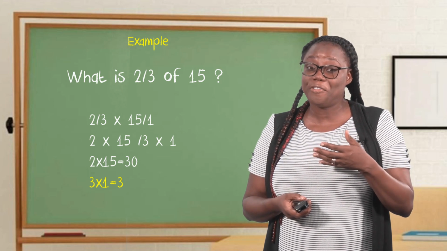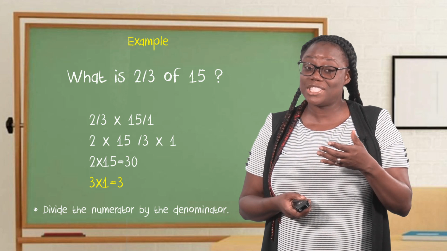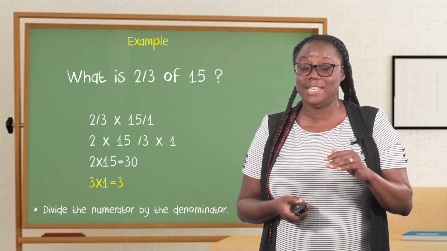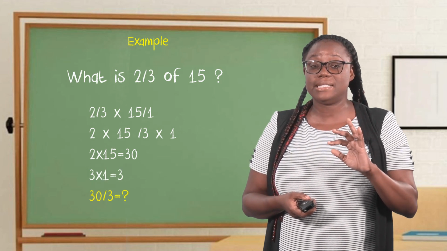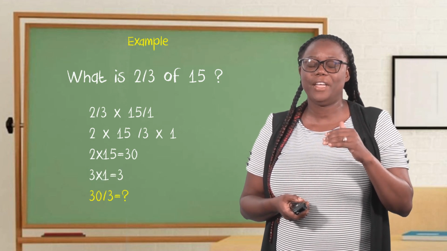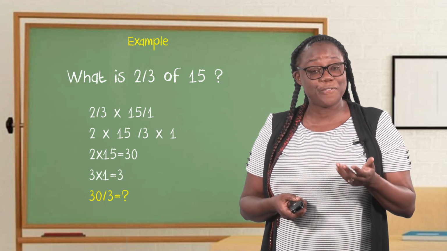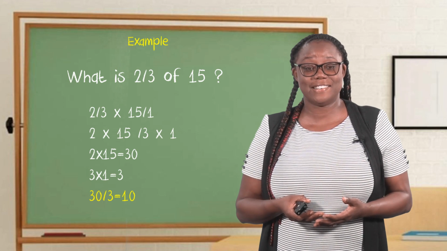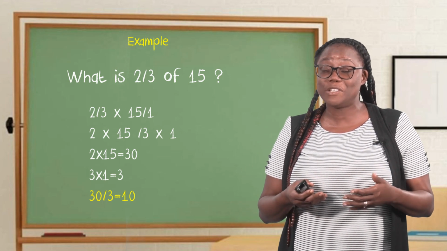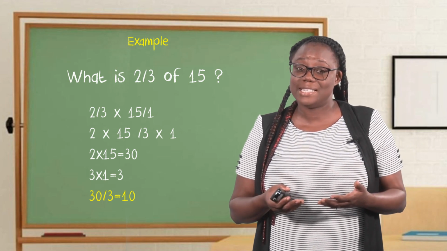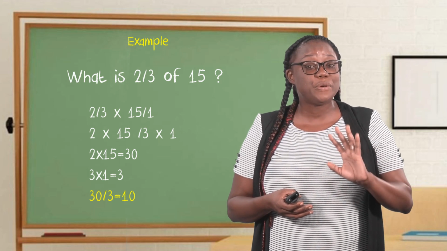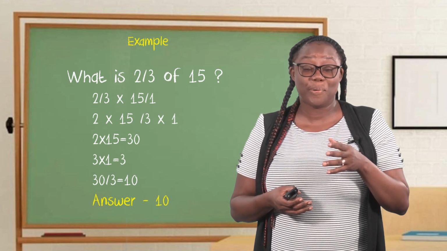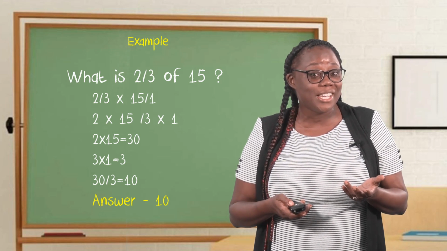Now it's time for the final step, which said divide the numerator by the denominator. So it's 30 divided by 3. How many groups of 3 can you get from 30? Yes, boys and girls, we can get 10 groups of 3 from 30. So therefore, 2/3 of 15 is 10. Pretty easy, don't you agree?